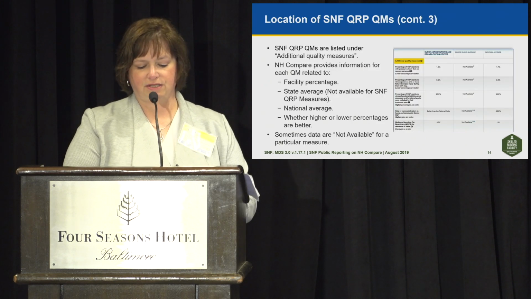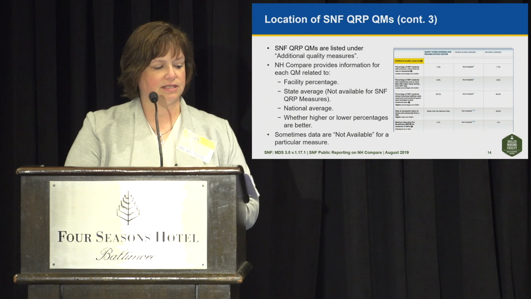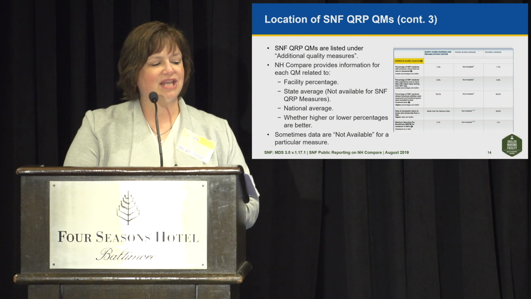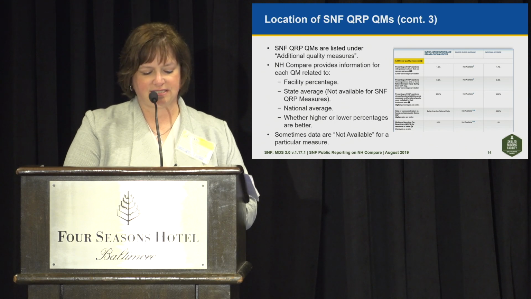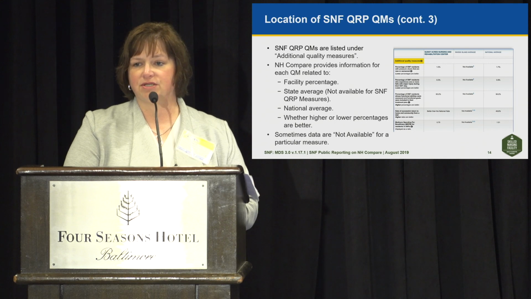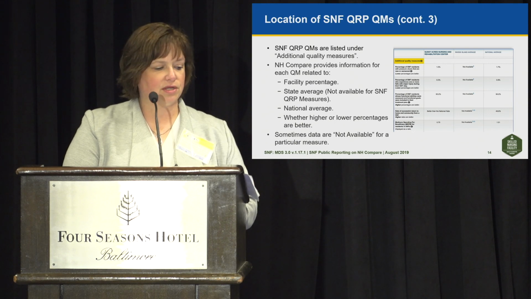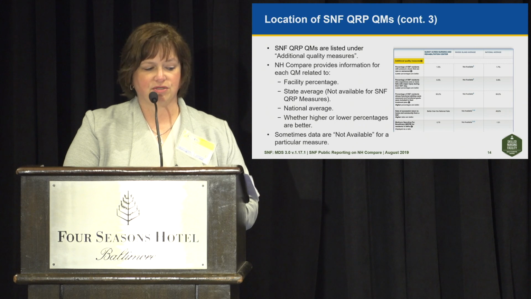Scrolling through the list of measures, you'll find a section titled The Additional Quality Measures, and you can see that section heading has been highlighted on the screenshot. It is within this section where you'll locate the quality measure results for the SNF QRP measures. You'll notice that beneath the Additional Quality Measures title, the list of the SNF QRP measures will display on the left side of the table.